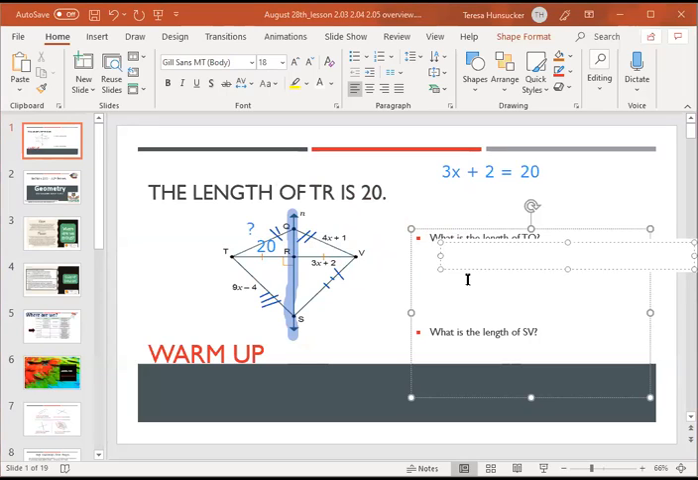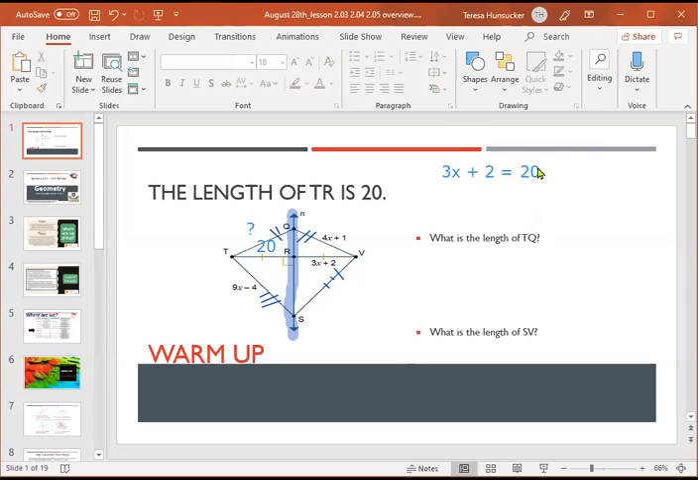So if we solve for x, 3x plus 2 equals 20, and then x is 6. Is that what you all told me earlier? X is 6? Let me just do this. So 3x equals 18 when we subtract 2 from 20. X is 6. You got that. No problem. Okay, so we got that.